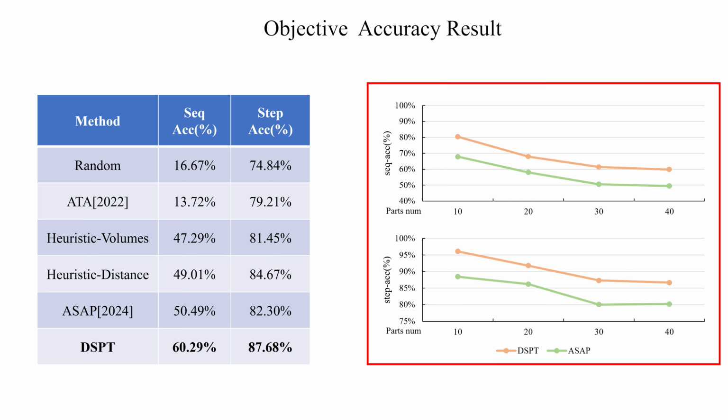The experimental results also show that although the disassembly sequence accuracy and stepwise accuracy tend to decrease as the number of assembled parts increases, both accuracy decreases tend to level off as the number of parts increases. Moreover, our method outperforms the ASAP method in terms of sequence accuracy and stepwise accuracy regardless of the number of parts.